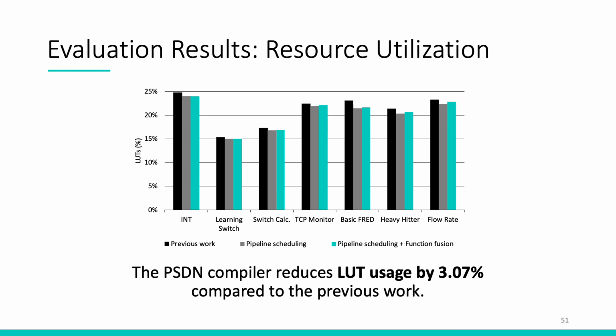This one measures the resource utilization of lookup tables, LUT, representing resource uses of combinational logic. The table decomposition reduces the number of conditional branches by separating action functions, so it reduces the LUT usage. Because the function fusion scheme merges functions with additional conditional branches, the LUT usage is slightly higher than the usage without the function fusion. Still, the PSD compiler reduces the LUT usage by 3.07% in a geometric mean.